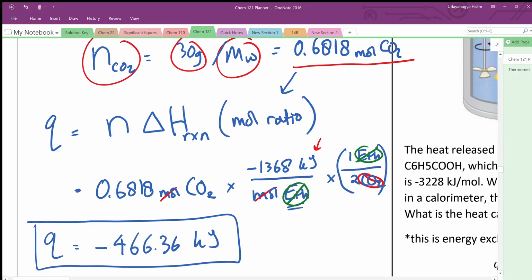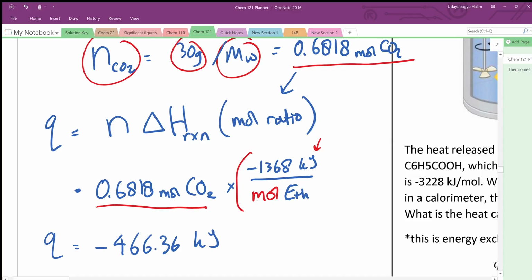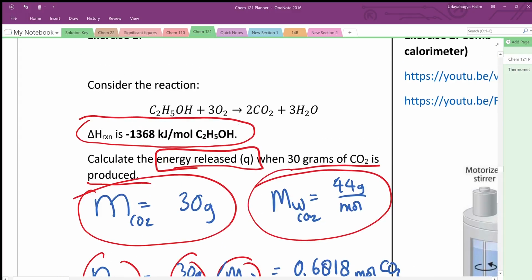Number of moles times delta H reaction times the mole ratio. So in this case, I'm producing 0.6818 moles of CO2 times the delta H of reaction. But notice that it's written in terms of moles of ethanol, which is my C2H5OH. So we kind of have to put in, similarly to balancing chemical reactions and finding theoretical yield, I'm trying to cancel out the unit of moles of ethanol and moles of CO2. So I'm going to look at the balanced reaction. I have a 1 to 2 ratio.